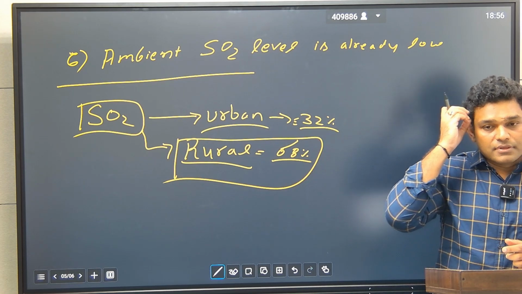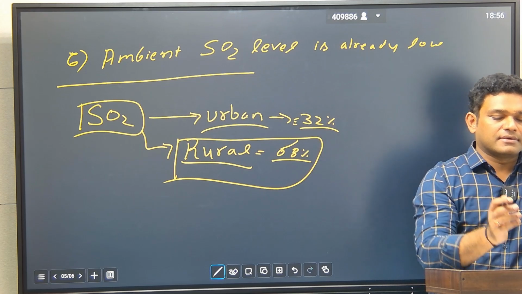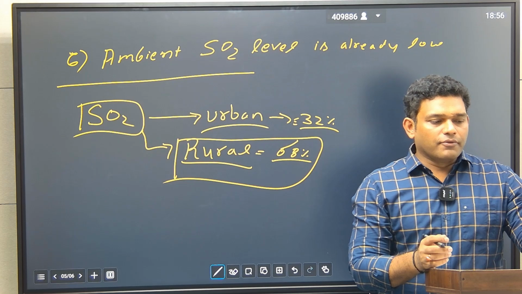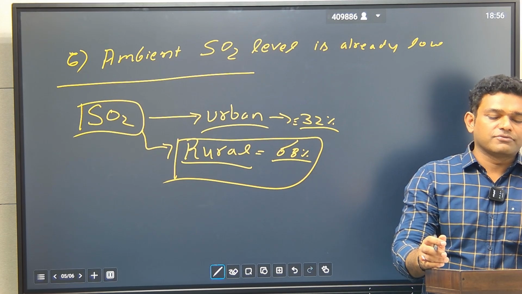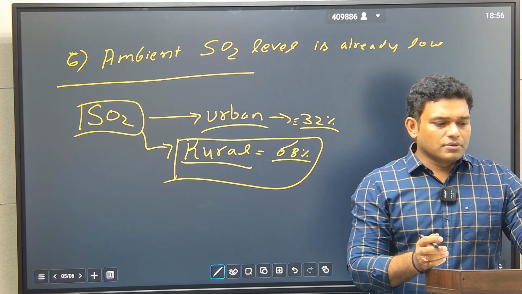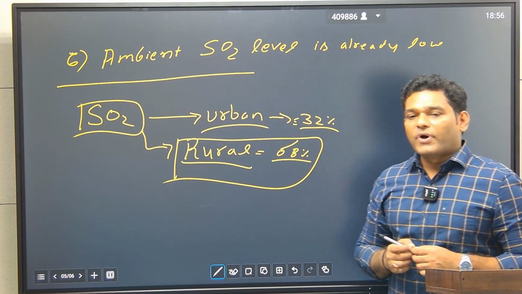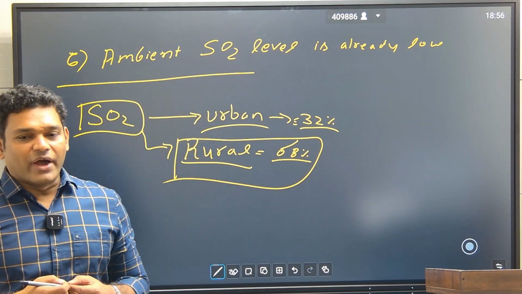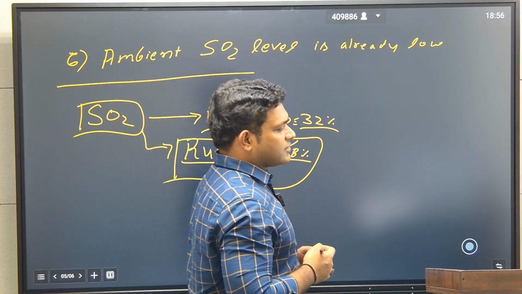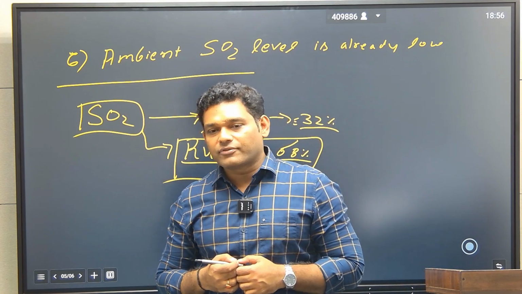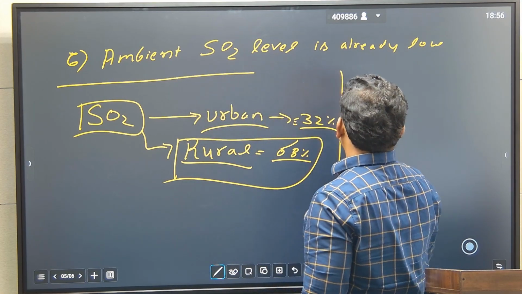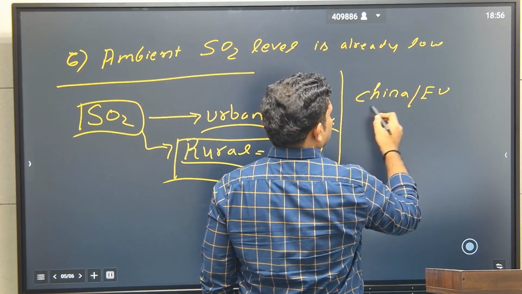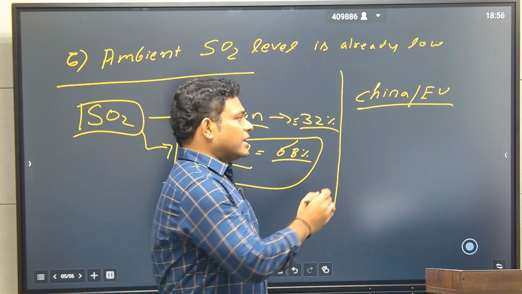This is the primary concern raised by activists, and at the same time, we can also see that other questions were raised. So why did this policy fail? If it is rolled back, it has failed. So why did it fail? Because some activists and authors have cited reasons that China and the European Union have installed FGD systems.